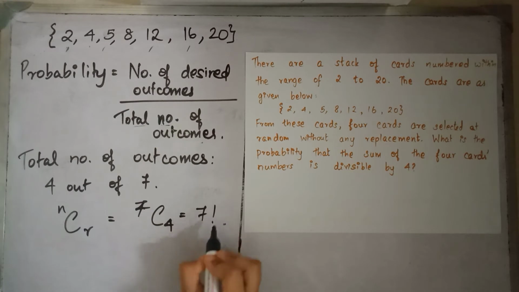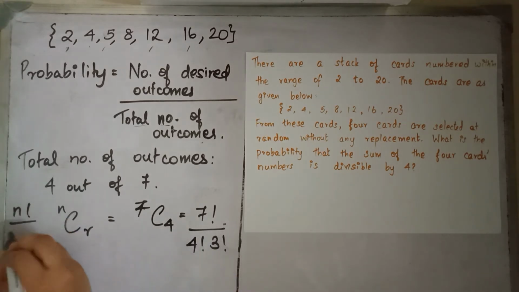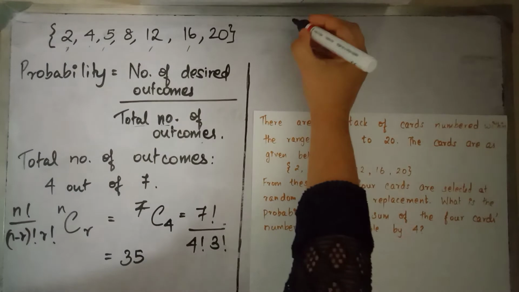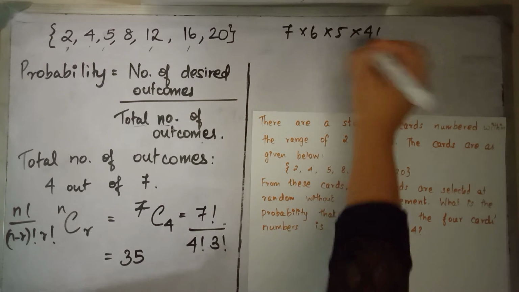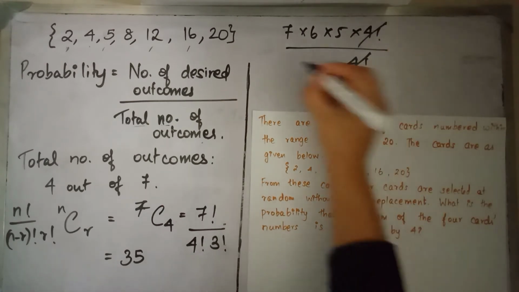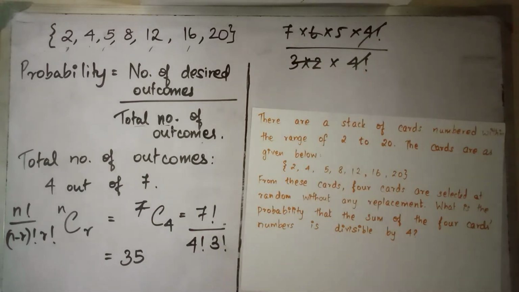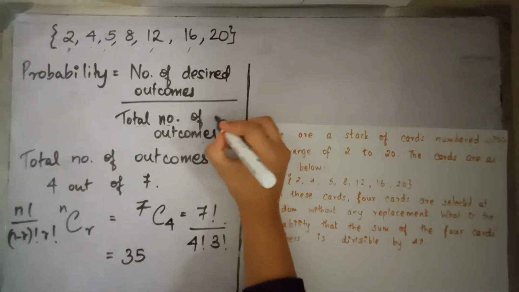So we'll take 7 factorial over 4 factorial times 3 factorial. As you know, this is the formula for combination: n factorial over n minus r whole factorial and r factorial. On solving this, we will get 35. If you want to know how to solve it, I'll solve it really quickly. We have 7 into 6 into 5 into 4 factorial. Down here we have 4 factorial. These two get cancelled. 3 into 2, that's 3 factorial. We get 7 into 5, 35. So we have 35 as the denominator, or the total number of outcomes.